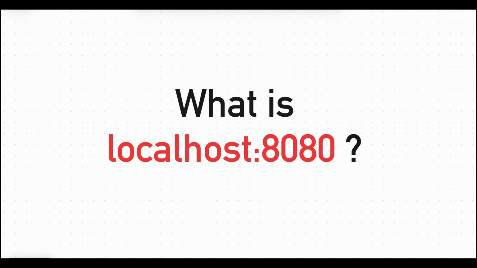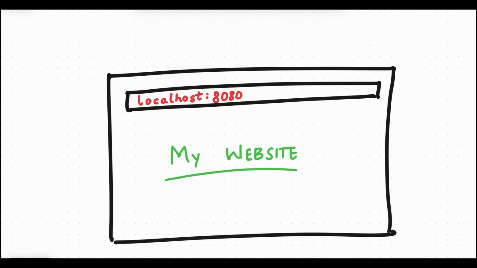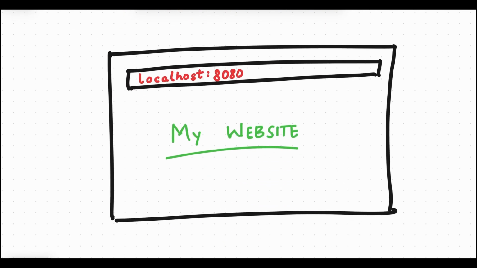Let's discuss what localhost 8080 is. You might have seen localhost 8080 while running a web project locally. It usually shows up in the browser's address bar when you start a development server. The page loads, your app works, and everything seems fine. But what exactly does localhost 8080 mean? Why does it look like a website address and why do developers use it so often?